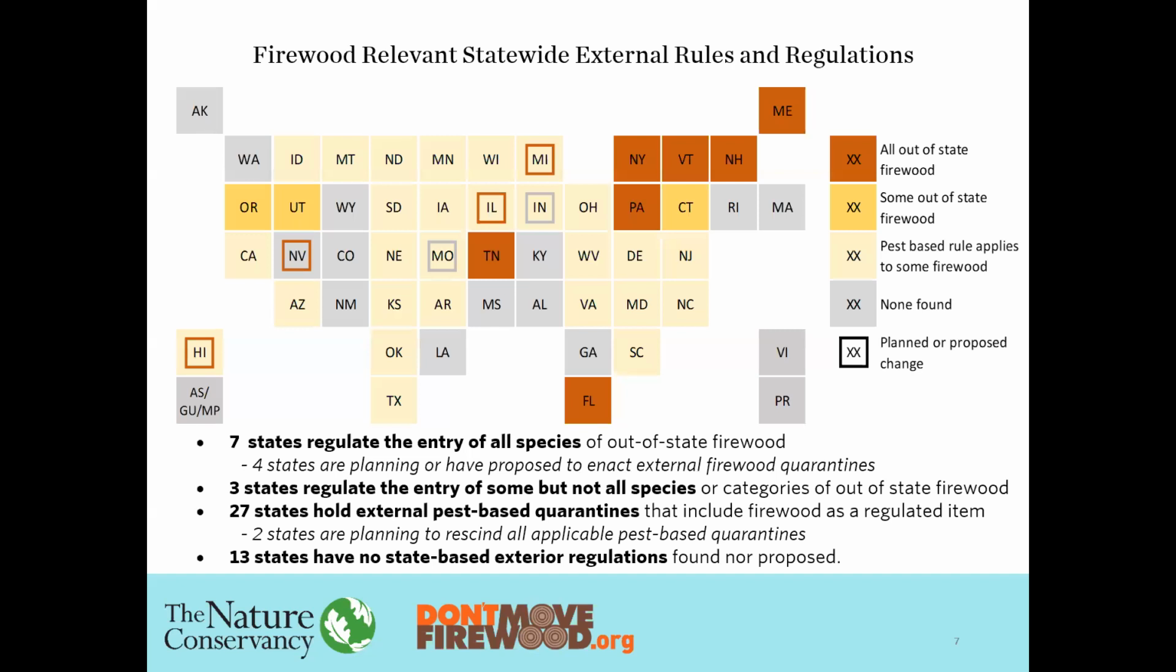So only certain types of firewood, often only from certain areas, are excluded from entering the state in commercial or personal use. There's 2 states that actually are planning to rescind the applicable pest-based quarantines, so they will have no firewood quarantine moving forward in the somewhat near future. There are 13 states that have no state-based external regulation at all. Those states do not have a current system to prevent the movement of potentially contaminated firewood into their state that is on the books. So they could take an emergency action in theory, but there's nothing currently on the books.